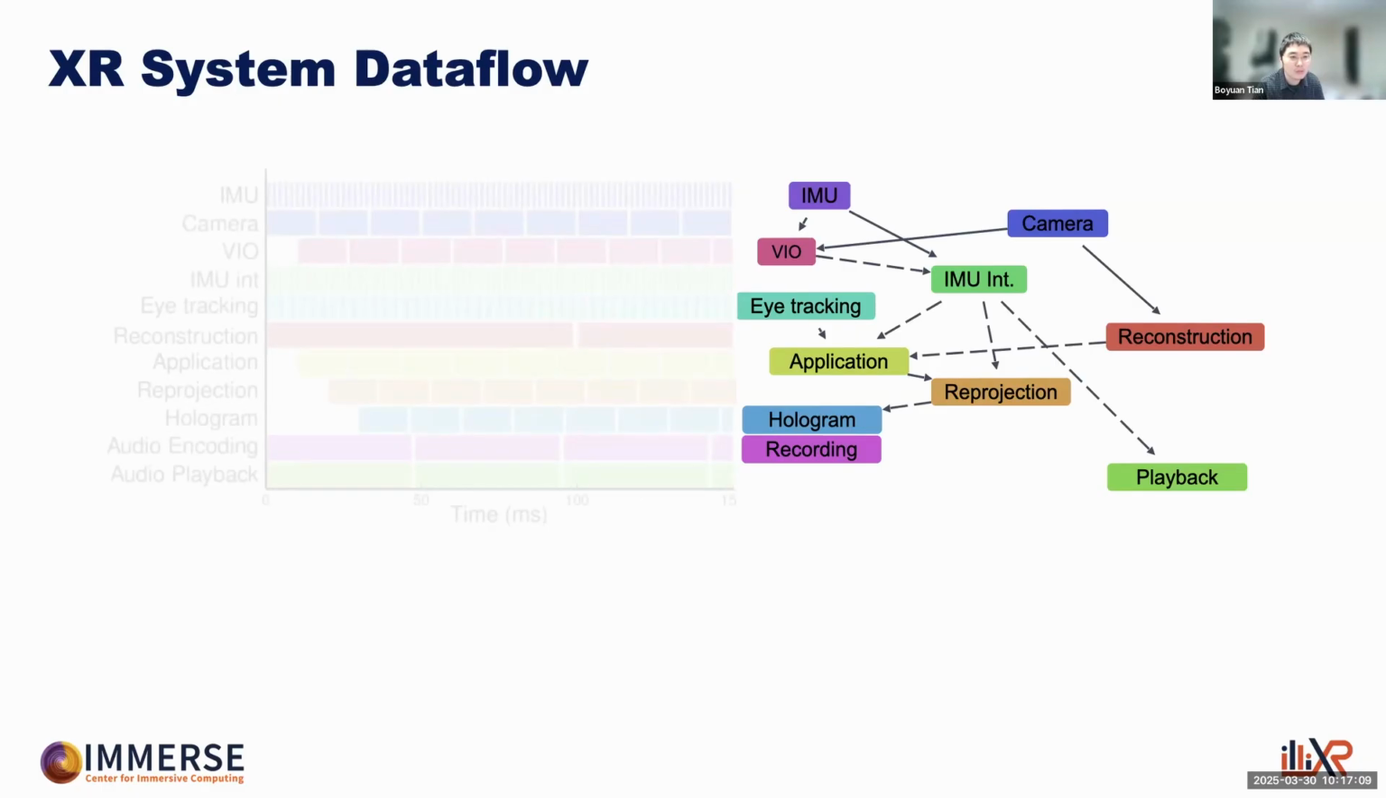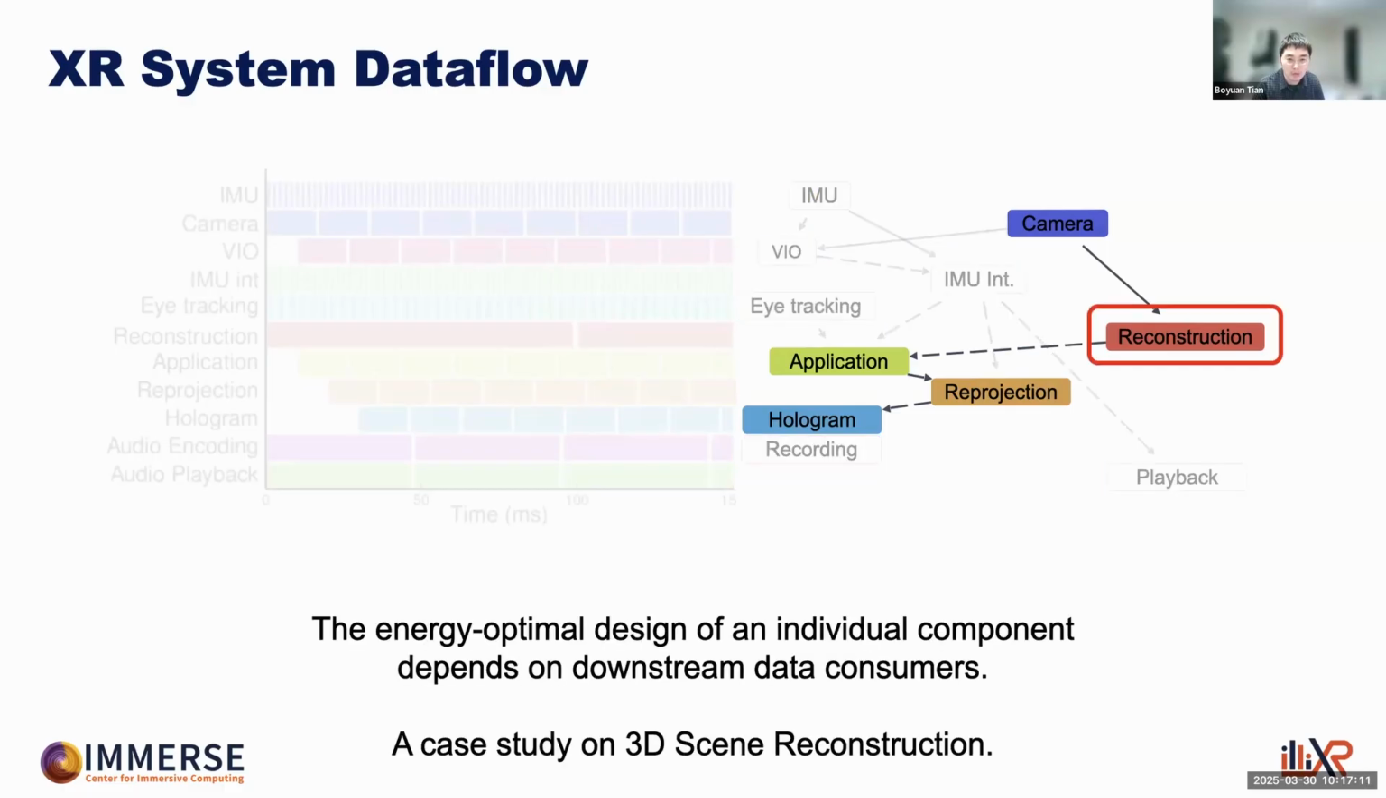We will use 3D scene reconstruction as an example algorithm. And to simplify the visualization, we hide all components and the data flows except those directly related to the reconstruction. And in this case, the reconstruction results are consumed by applications before being rendered to users, and the accuracy and the latency can vary widely across different applications.